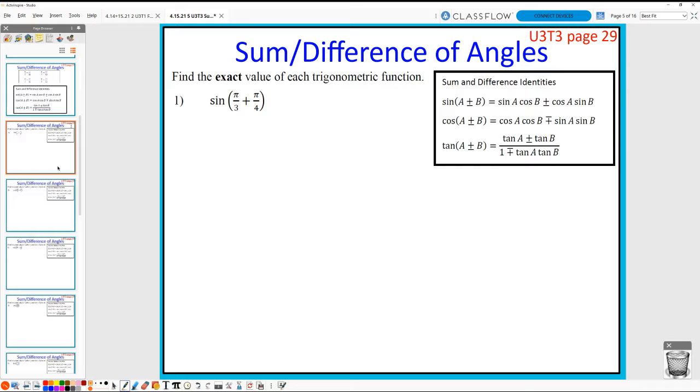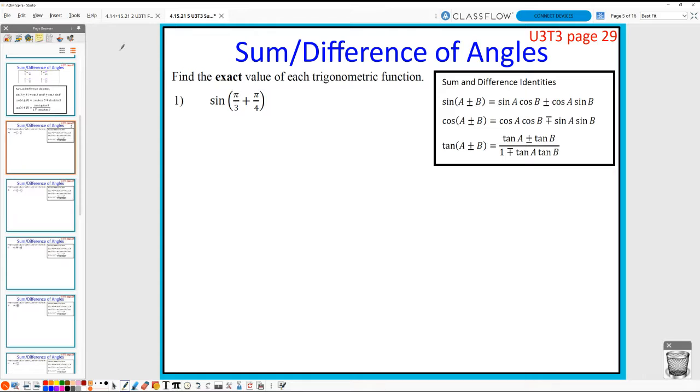So let's go ahead and take an example here. We have sine of pi over 3 plus pi over 4. If we did this when we combine them, we'll get 4 pi over 12 plus 3 pi over 12. We get 7 pi over 12. We get sine of 7 pi over 12. We can't do that, right?